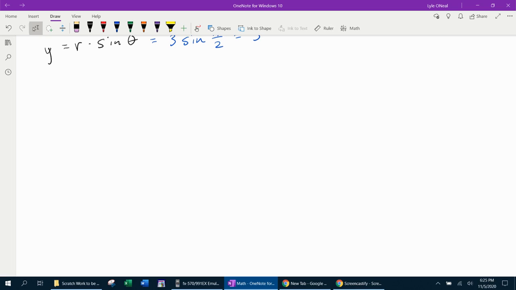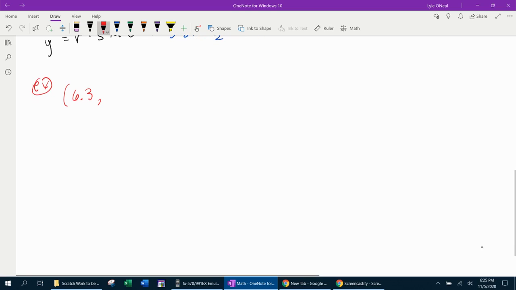Let's talk about this ordered pair: 6.3, 3.8. Now from the looks of it, this looks like an x and a y, but they tell us polar coordinates are given. And that means that we have an r and a theta. Notice that the 3.8 does not have a degree symbol, and so that means that that is a radian angle.